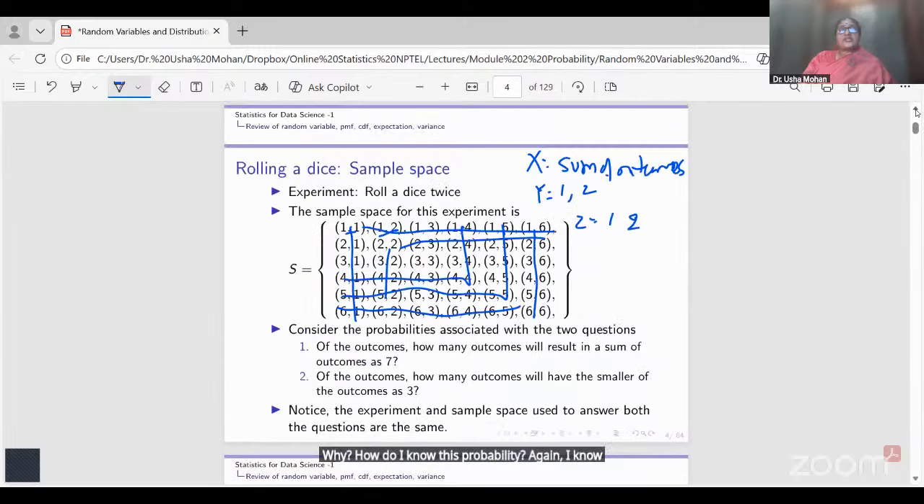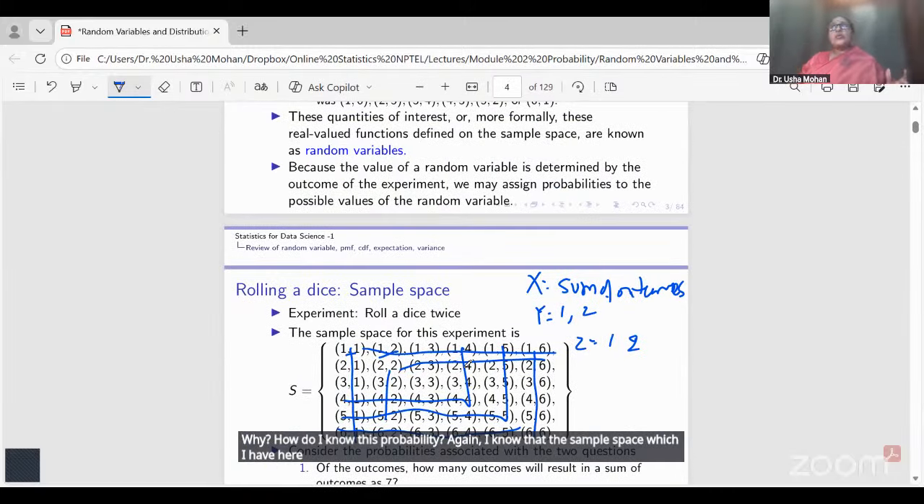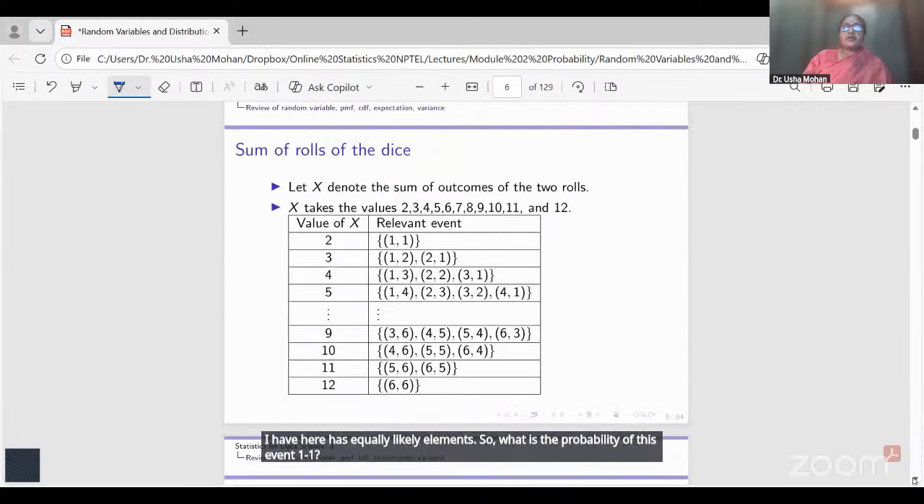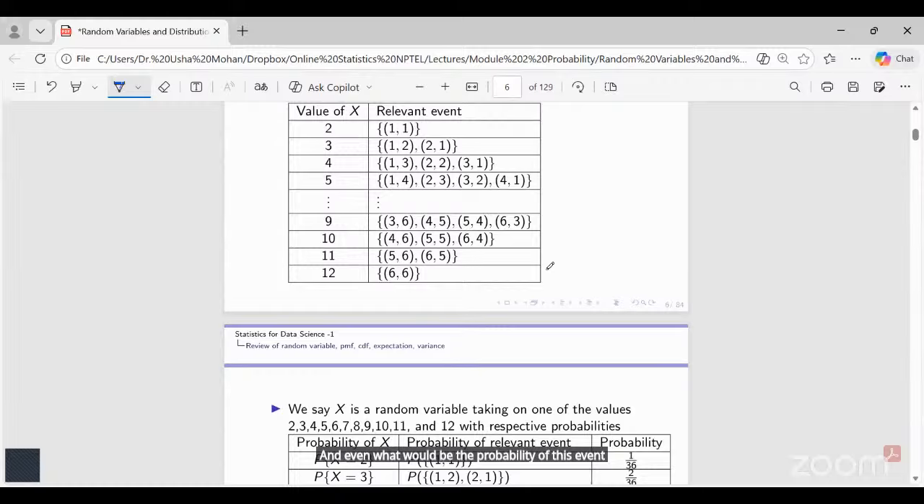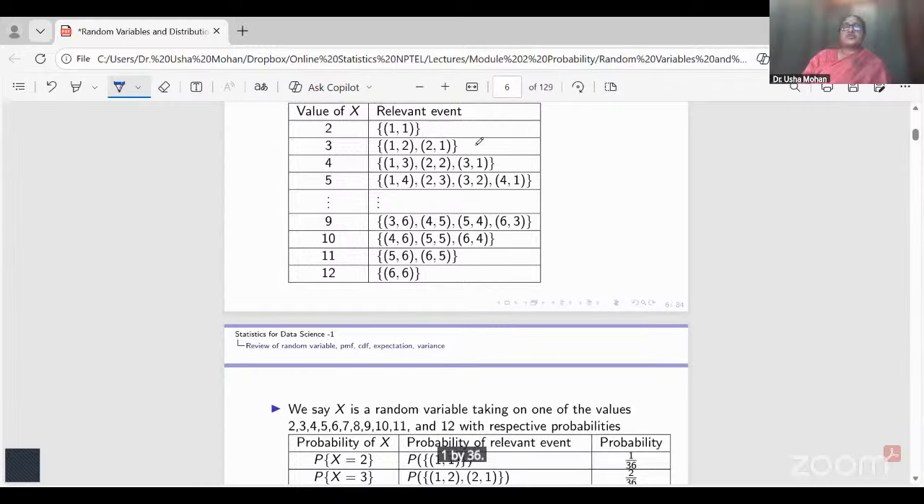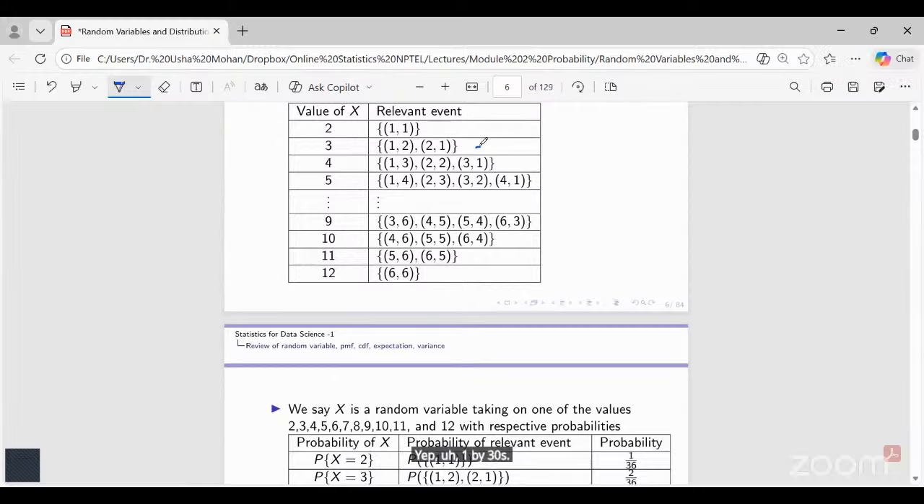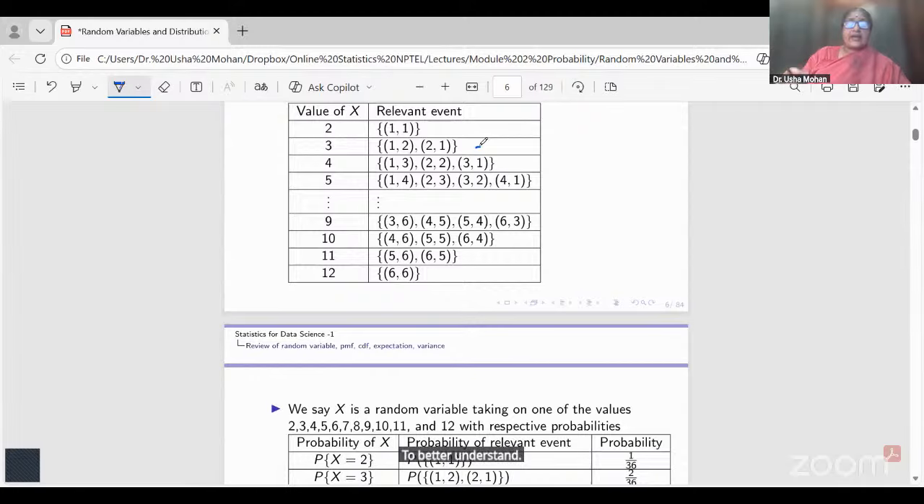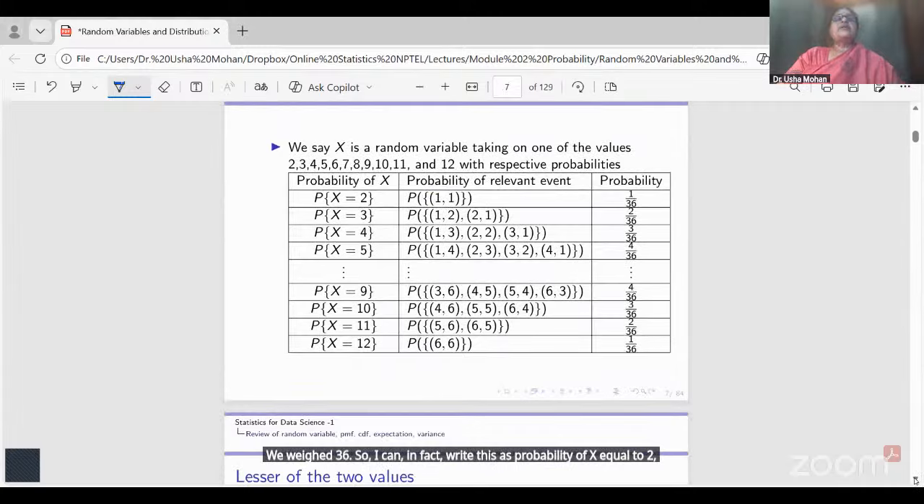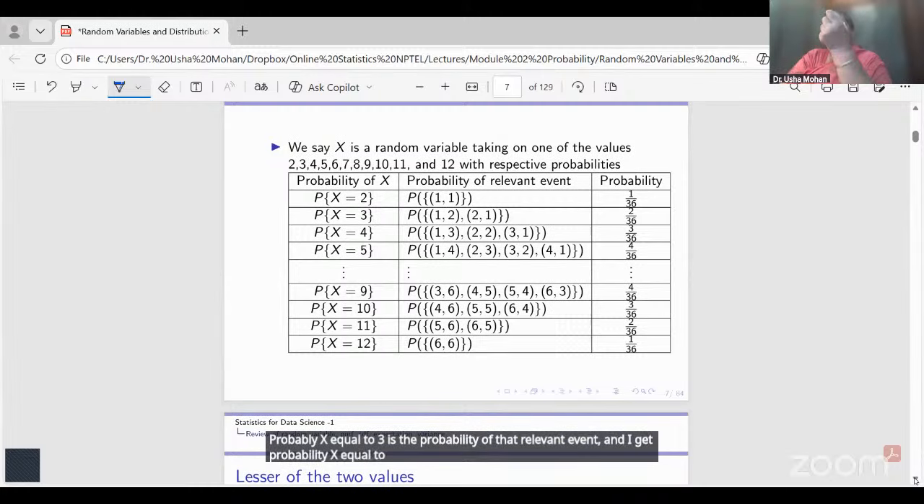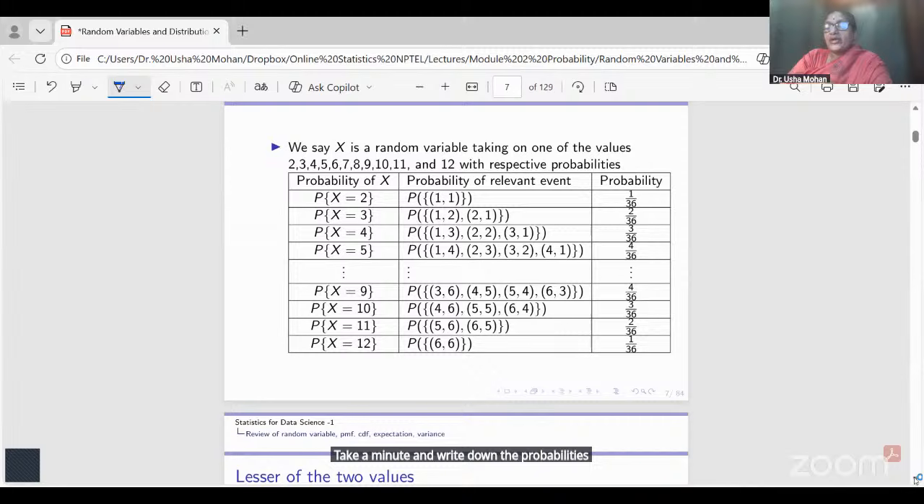Again, I know that the sample space which I have here has equally likely elements. So what is the probability of this event 1, 1? Anyone? What would be the probability of this event 1, 1? 1 by 36. What is the probability of this event? 2 by 36. So I can in fact write the probability of x equal to 2 as nothing but the probability of that relevant event. Probability x equal to 3 is the probability of that relevant event, and I get up to probability x equal to 12.